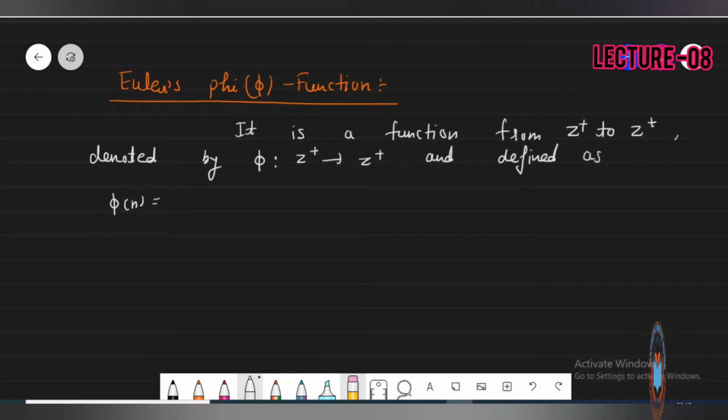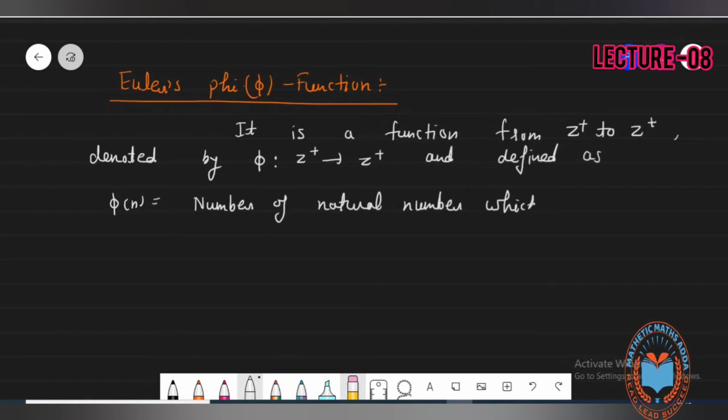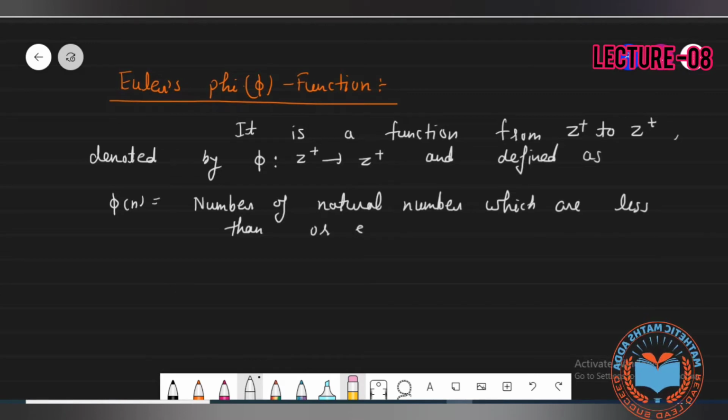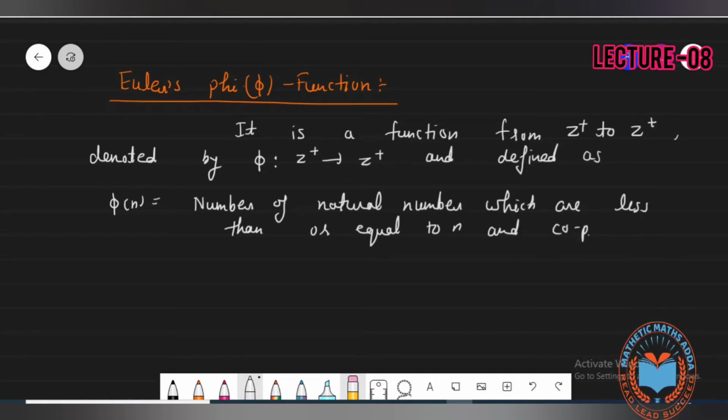as phi n is equal to the number of natural numbers which are less than or equal to n and co-prime to n. This function, again I am saying, is very important for finding the number of generators. What is the Euler phi function? Euler phi function is the number of natural numbers which are less than or equal to n and co-prime to n.